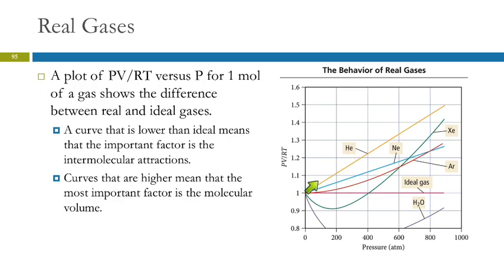For helium, this curve is higher than the ideal gas line. And so that tells us that the biggest factor in the deviation is the molecular volume, so the volume of the particles. Helium atoms have almost zero attraction for each other. Things that dip below the line, like water molecules, have pretty significant interactions with each other. And so the water curve is going to be below because it's the force of attraction that's more significant.